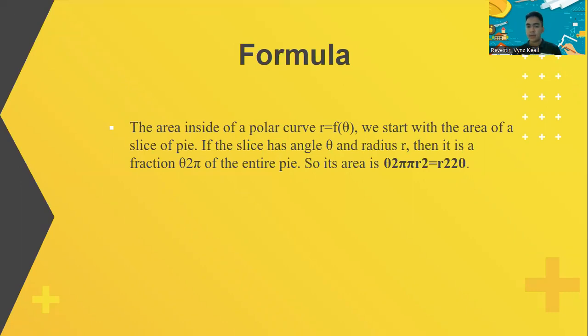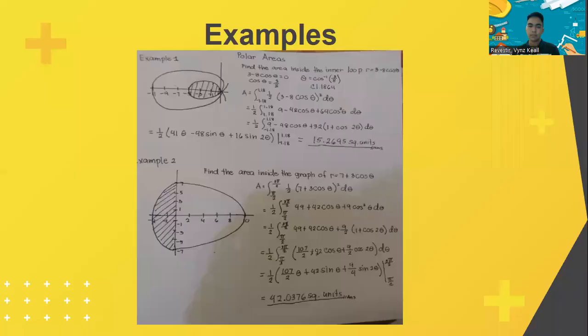If the slice has angle theta and the radius r, then it is a fraction theta over 2 pi of the entire pie. So its area is equal to theta over 2 pi times pi r squared, which is equal to r squared theta over 2. So we have 2 examples that we're going to solve.